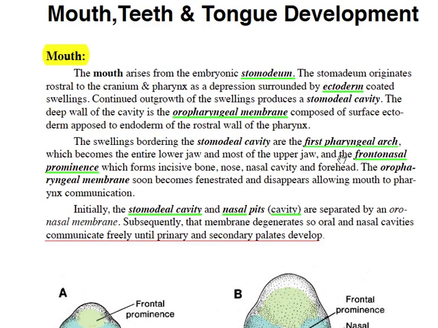Also, the frontonasal prominence contributes the upper incisor region to the stomadeum. The stomadeum is lined by ectoderm. It is separated from the pharynx by an oropharyngeal membrane that must degenerate for the mouth to communicate with the pharynx. During development, the oral cavity communicates with the nasal cavity until palates grow to separate them.